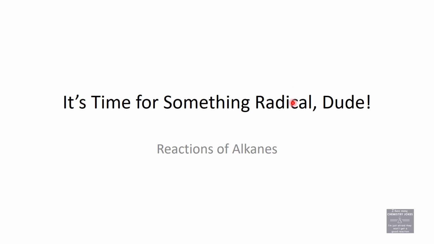So it's time to talk about radicals. Radicals are reactions of alkanes. Alkanes do not do any reaction besides radical stuff. The only kind of intermediate that an alkane will go through is a radical thing. Radicals involve alkanes plus a halogen.